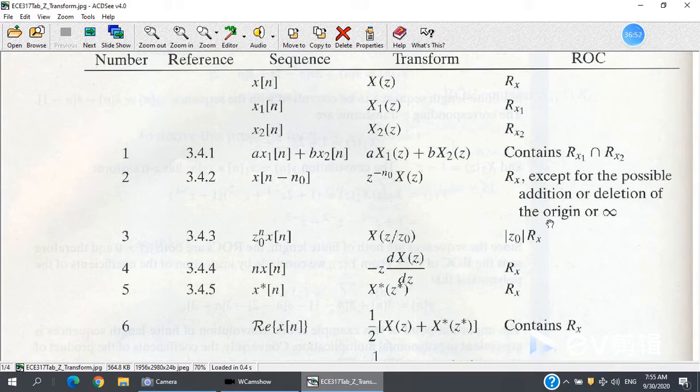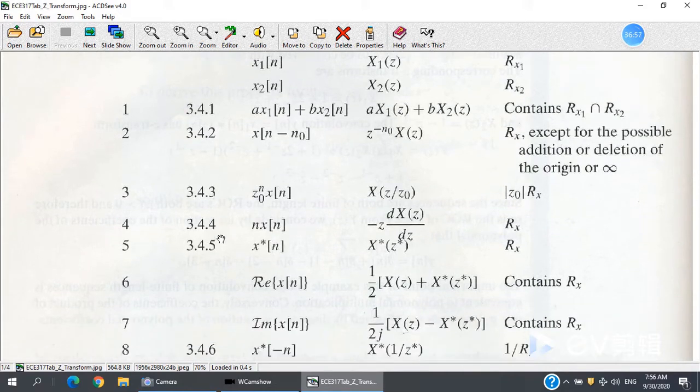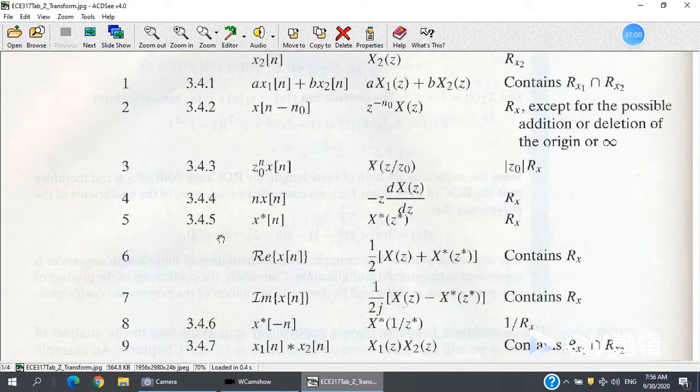This is RC. The second case, when you shift. And the third one, it times the power in front of the signal. The signal is x of n, times z0 to the power n, where z0 is a constant. Then in the z domain, you need to change z to z over z0. Then you have the z transform. At the same time, for the RC, you need to multiply by z0 on the RC of x. So this is the third one.